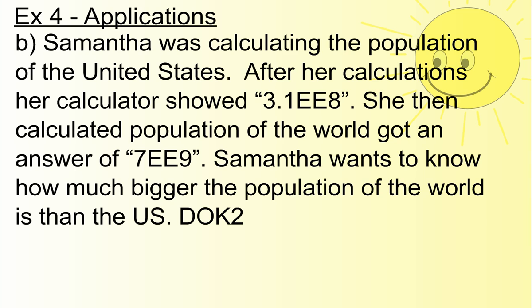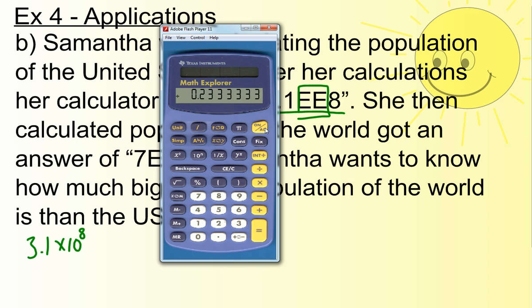So one of the standards in the Common Core is that students should be able to recognize what a number looks like in scientific notation if it's given by a calculator. And this is one of those methods. So this 3.1 EE8 is the calculator's way of saying 3.1 times 10 to the 8th. And they use this EE notation just because it takes up less space. I mean, this would be harder to program a calculator to show, especially a dinky calculator like this.